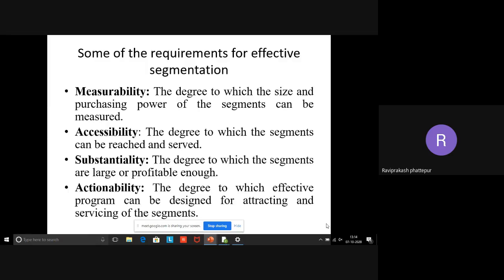So you are failing. There are very few people, or no people at all, who will be buying your product or the service. So that is measurability.